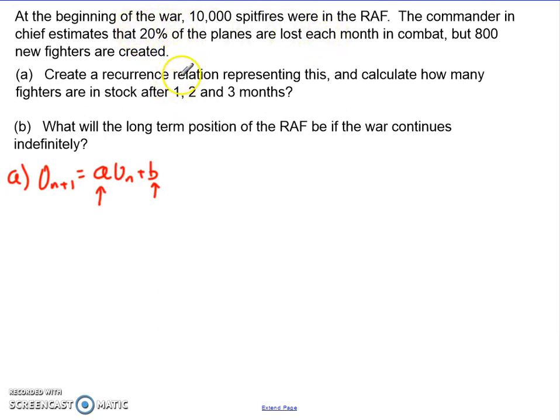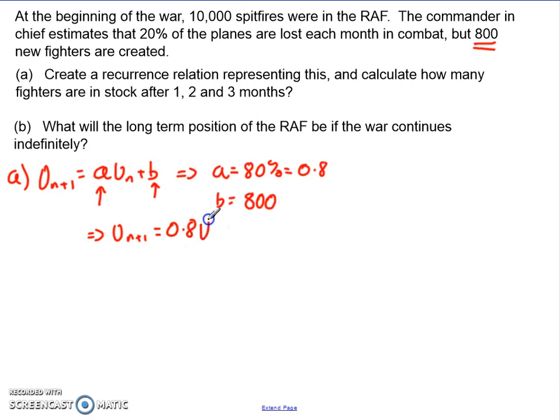Well, 20% lost means that A is what's left, so it's the 80% left. And we write it as a decimal, so it's 0.8. And the B is whatever extra we get, but we know we get 800 new ones every single month. So we know B is going to be 800. So I can set up my recurrence relation: u_{n+1} = 0.8u_n + 800.